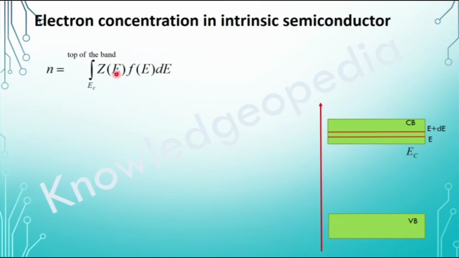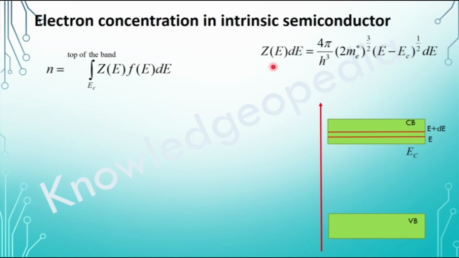Let us do this integration by substituting these values over here. We have obtained the density of states as 4 pi by h cube, 2 m star to the power 3 by 2, E minus EC whole to the power half dE. Here h is the Planck's constant. Me star is the effective mass of electron. E minus EC, this we obtain by shifting the reference to the bottom of the conduction band, that is EC. So this is the expression for density of states and the probability function is given by exp of (EF minus E) by kT. Now we will substitute these two over here and do the integration.